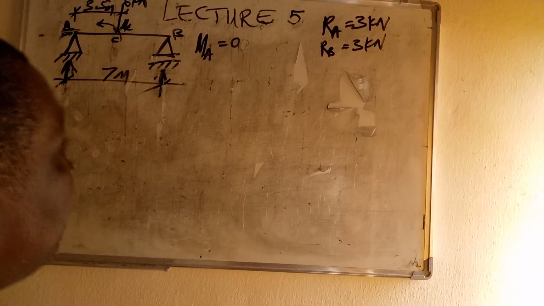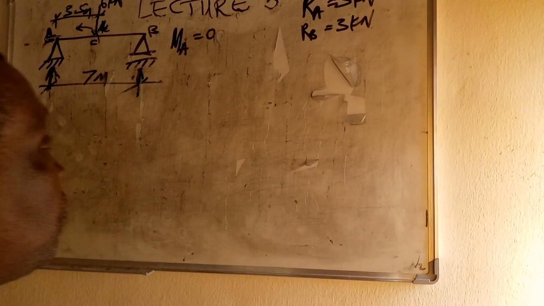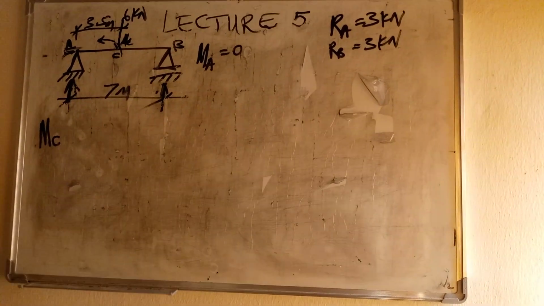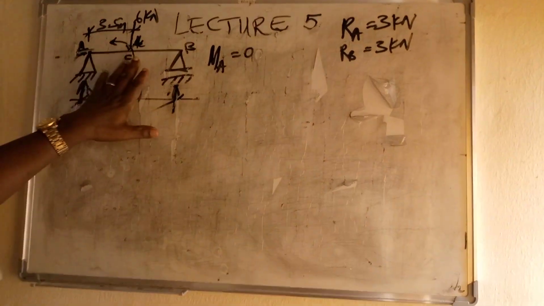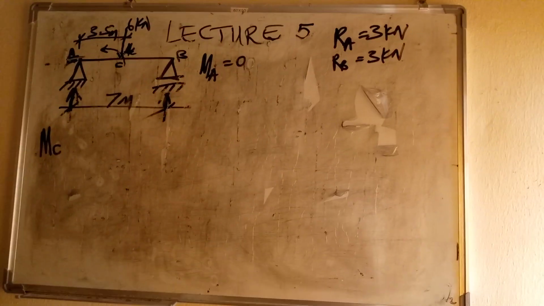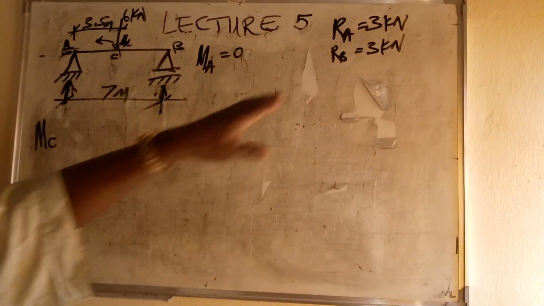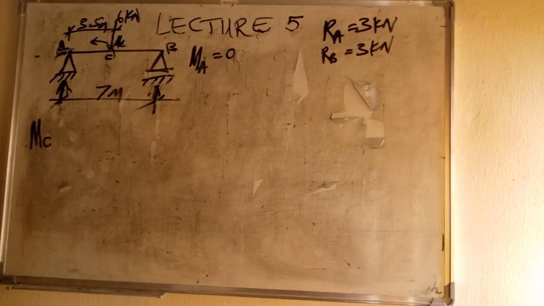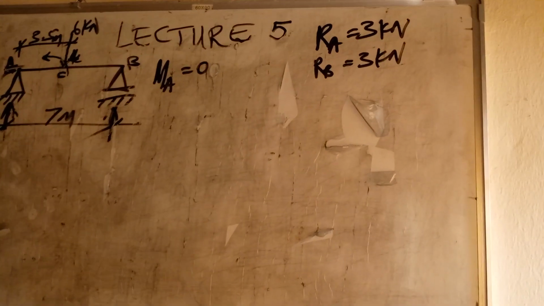So we are continuing from where we stopped the other time, lecture 5, trying to calculate the bending moment on this beam AB. We have been able to get reaction A and reaction B. We find that each of them is 3 kilonewtons.